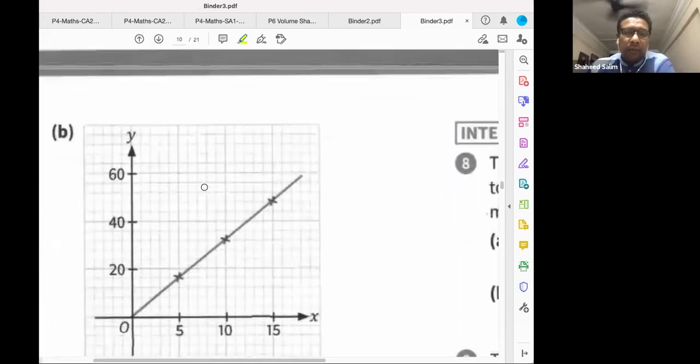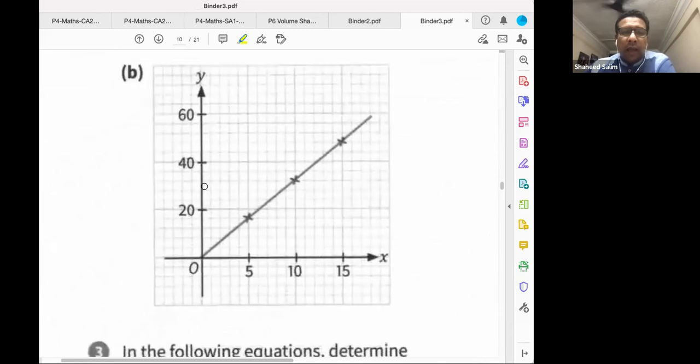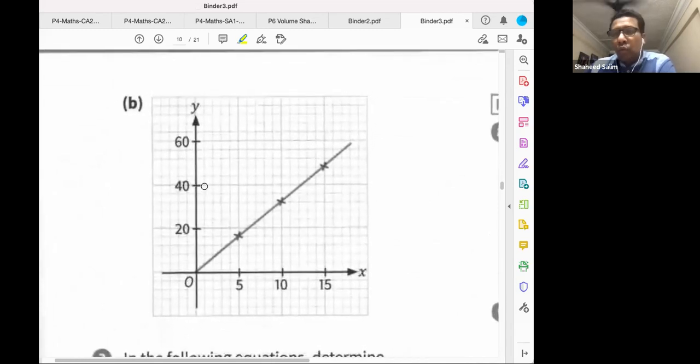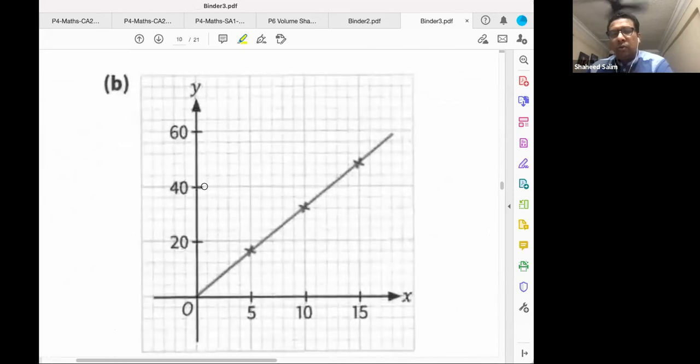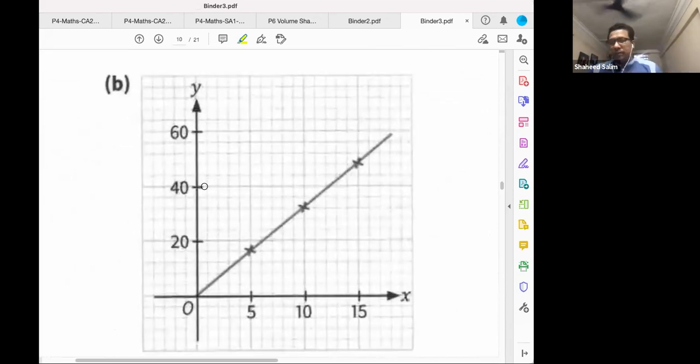Now this one now. Are X and Y in direct proportion? Give two reasons. Yes or no? But what are the two reasons?